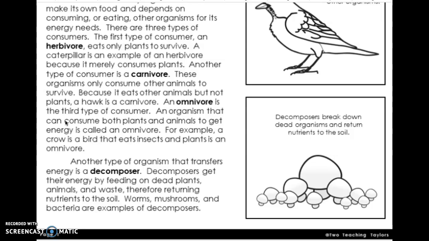Final paragraph. Another type of organism that transfers energy is a decomposer. Decomposers get their energy by feeding on dead plants, animals, and waste, therefore returning nutrients to the soil. Worms, mushrooms, and bacteria are examples of decomposers. And the picture to the right says decomposers break down dead organisms and return nutrients to the soil.